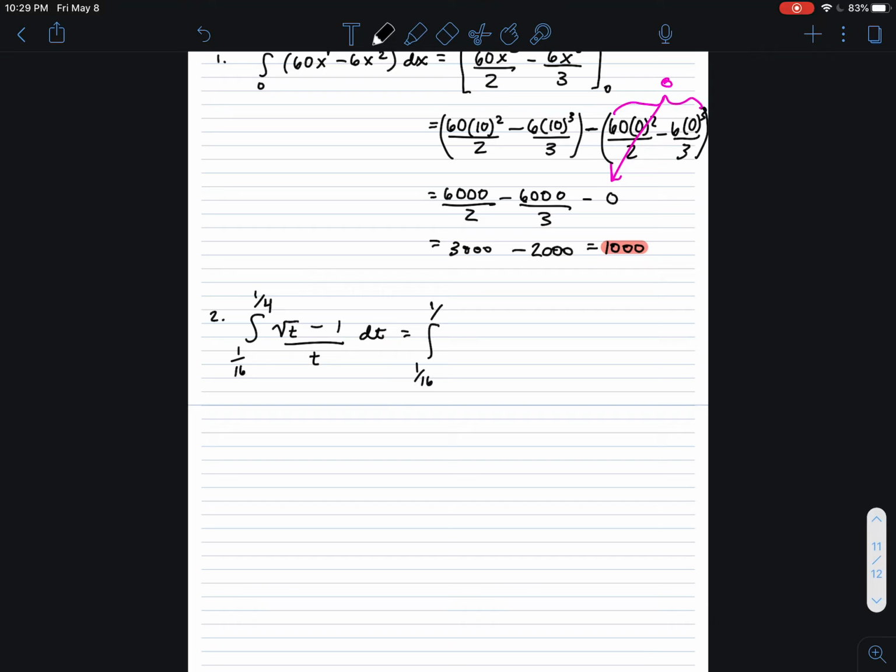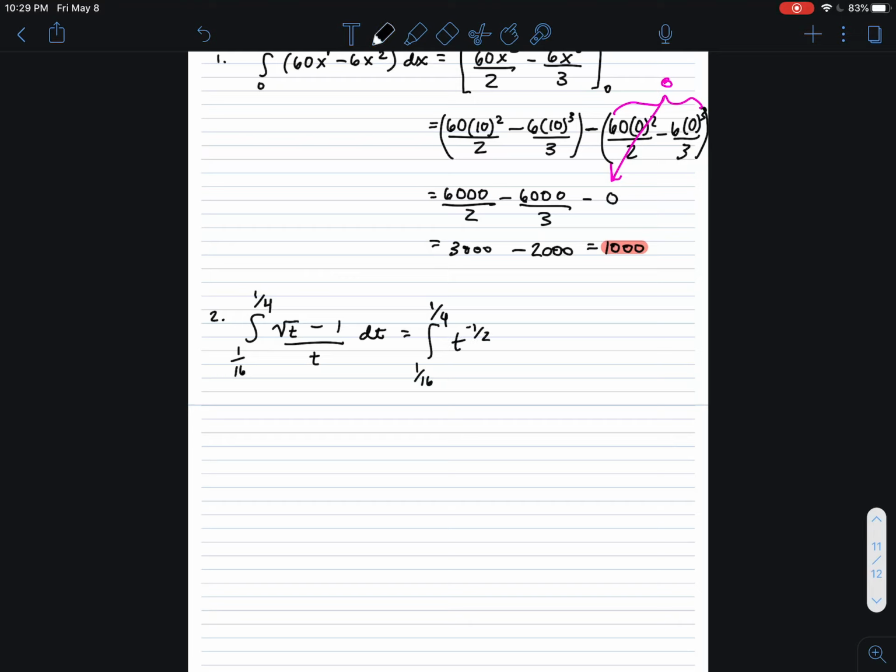So this is the integral from 1/16 to 1/4 of, so remember that the square root of t is technically t to the 1/2. And then when we have powers of t in the numerator and powers of t in the denominator, we just take the power in the numerator minus the power in the denominator. So this is t to the 1/2. Sorry, this is t to the 1. And so we take 1/2 minus 1, which is -1/2.